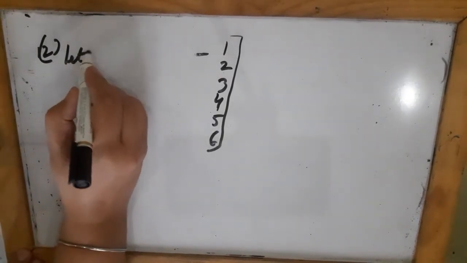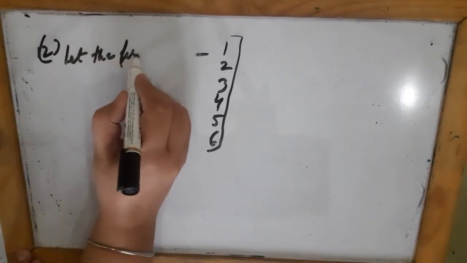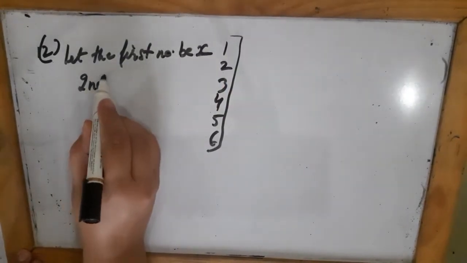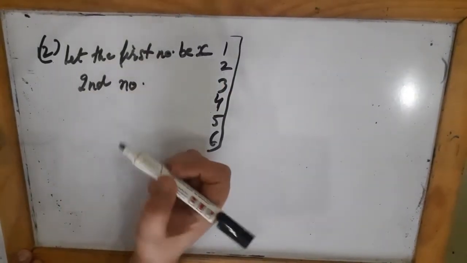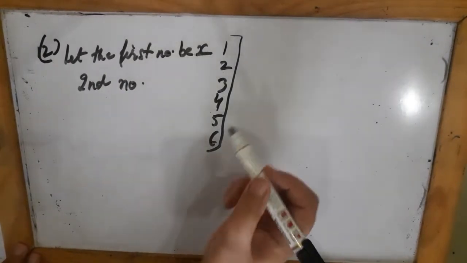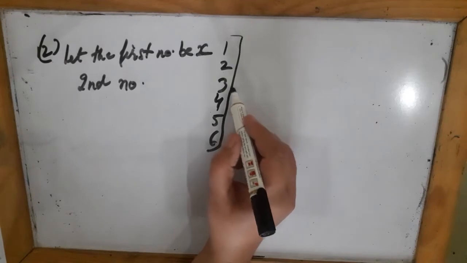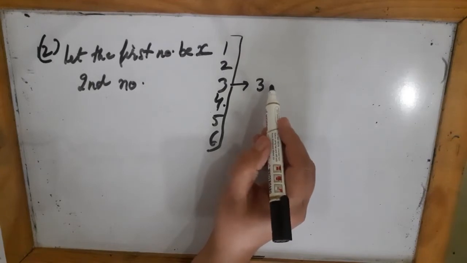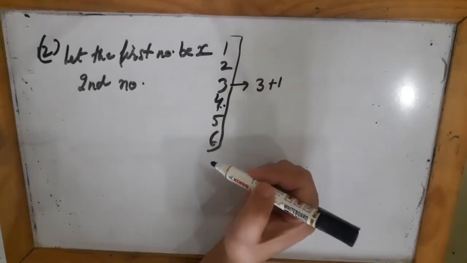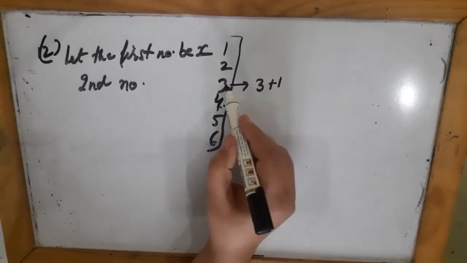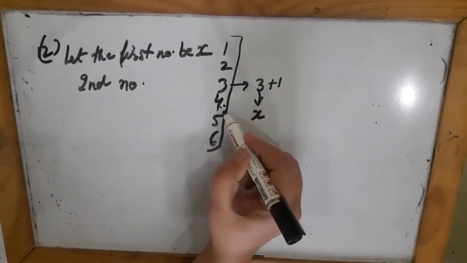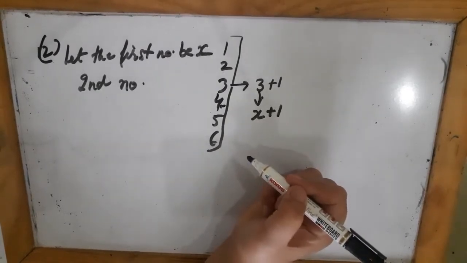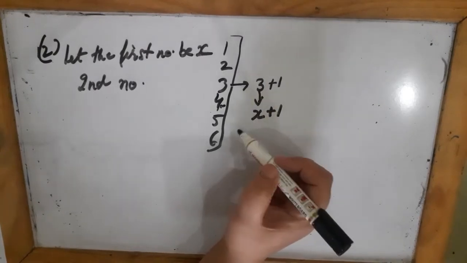Now let the first number be x. They are asking you to find two numbers. So if one number is x, what will be the second number? Suppose, just as an example, my first number is 3. How do you get the next number? When I add 1 to it, I will get the next number, right? So if I have taken one number as x, the second number will be x plus 1. This is how we get the consecutive numbers.